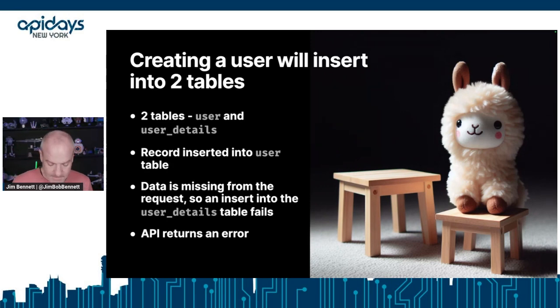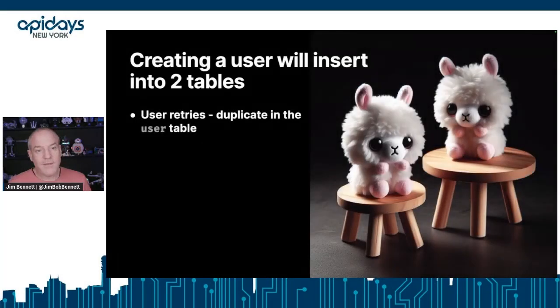Sounds okay so far. Except when they try again. Because we've already put the record into the user table, there's a duplicate. So we can't create the record in the user details table. Our API throws an error. And so we end up in the situation where you call it once with missing data, and you can never call it again to create the user.